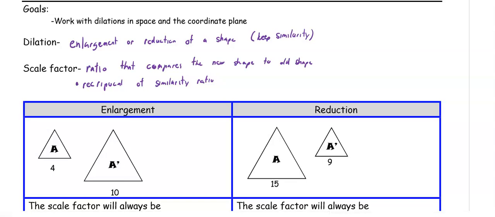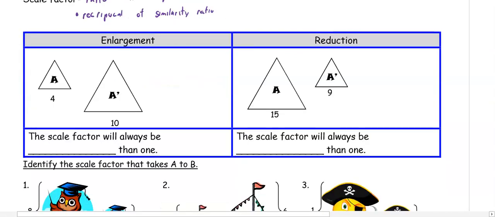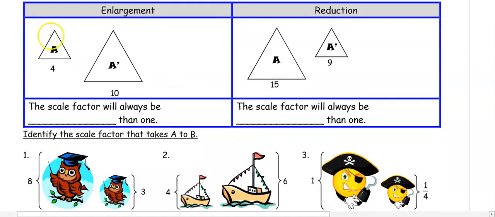So let's look at scale factors with enlargements and reductions. In an enlargement, we're going to go from a smaller shape to a larger shape. If we are going to do the scale factor here, we want a side from the new shape over a side from the old shape. So our new shape is going to be the one with the apostrophe, and the old shape is going to just be the letter. So the side from the new shape is 10, side from the old shape is 4. Those are corresponding sides. That reduces to 5 over 2. When you do an enlargement, the scale factor is always going to be greater than 1.